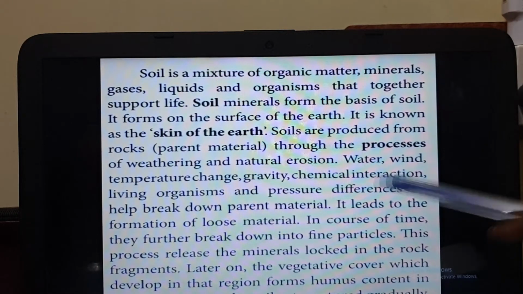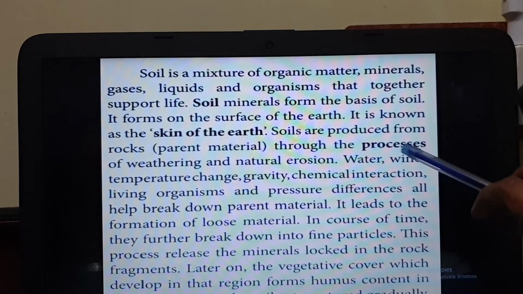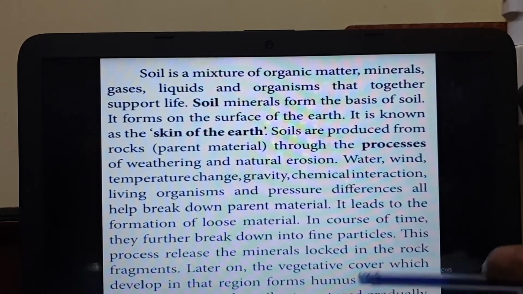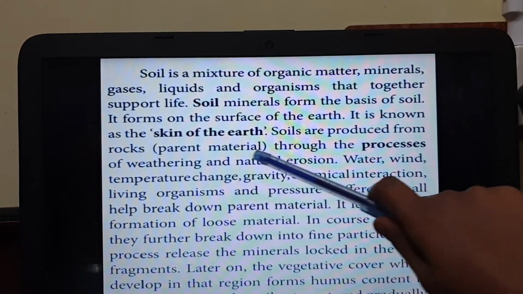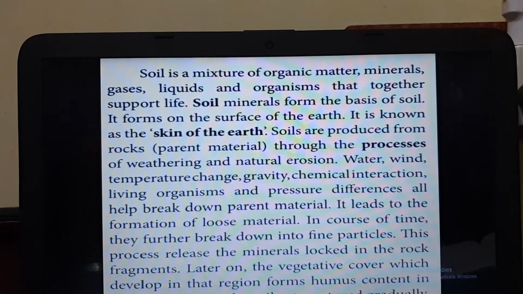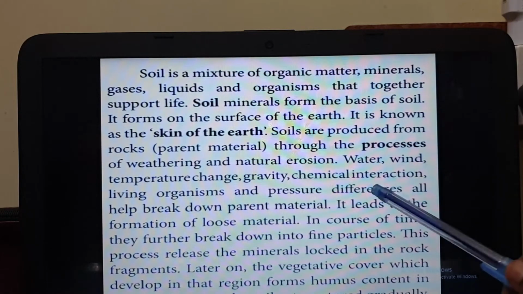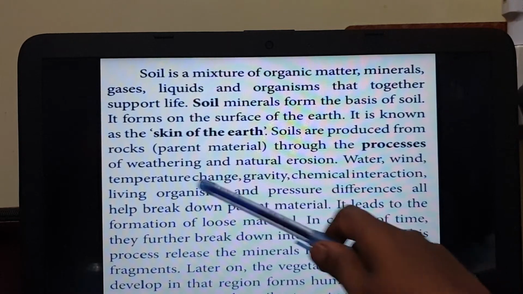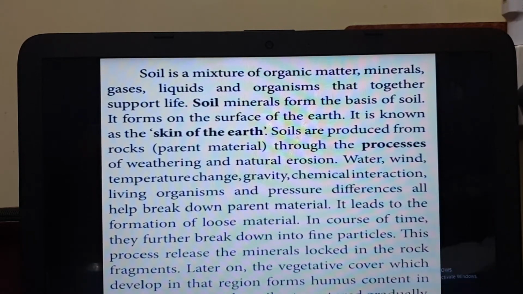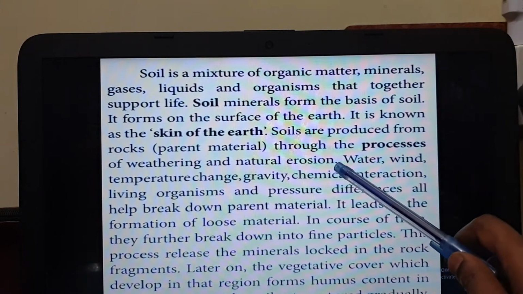Soils are produced from rock through the processes of weathering and natural erosion. So which rock are they talking about here? Parent material. It comes from igneous rock, isn't it? We saw igneous rock is otherwise called primary rock or parent rock. So parent material represents igneous rock. So igneous rocks get weathered here, going through the processes of weathering and natural erosion. So we are going to see what natural erosion is.